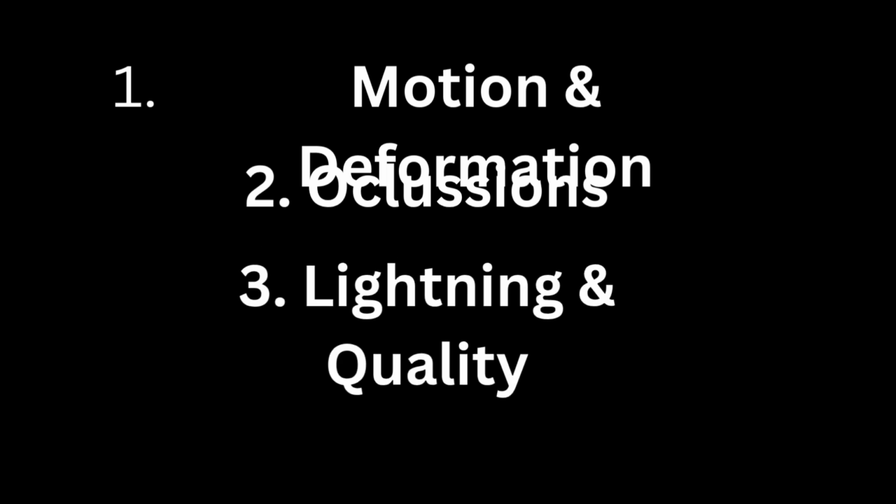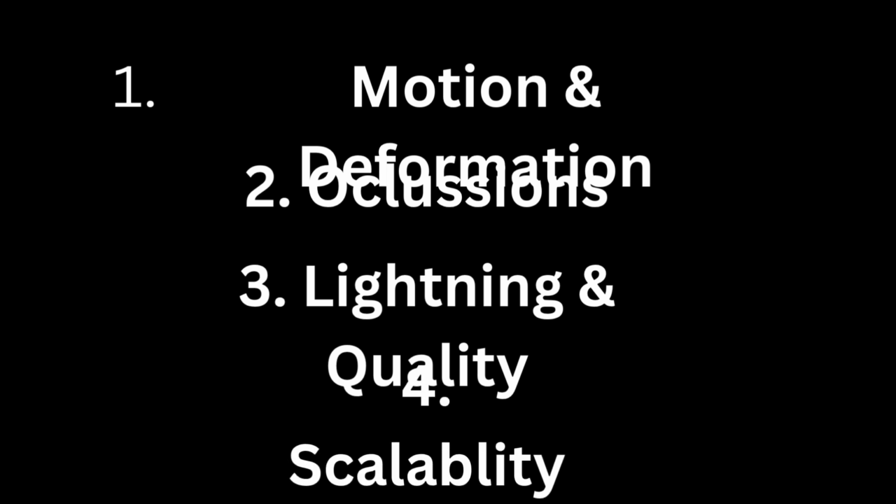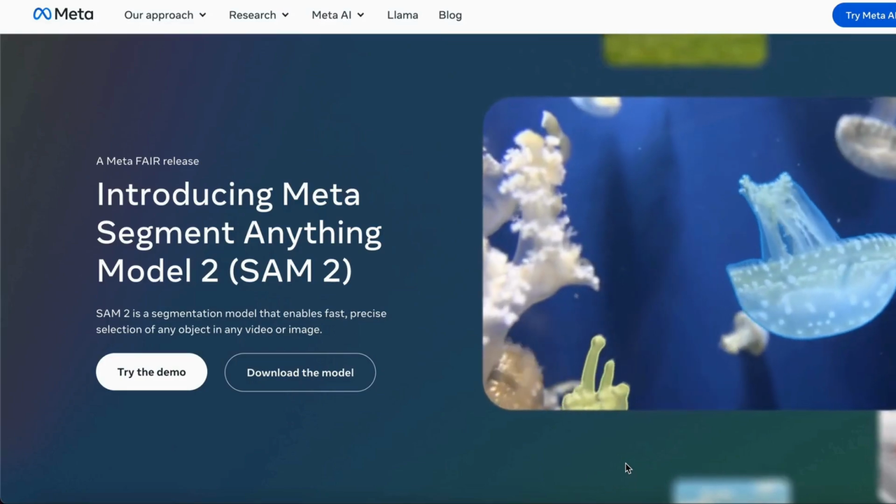Motion and deformations: objects can move, rotate, stretch, or shrink. Occlusions: objects can be partially or fully hidden behind others. Lighting and quality changes: frames may suffer from blur, low resolution, or even varying illumination. Scalability: a video may be quite big, it can be thousands of frames. So you have to be very careful about how efficiently you build this system.